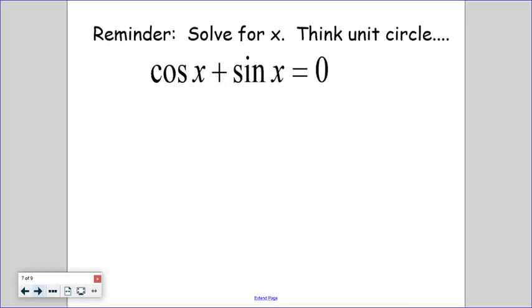Do we have another hint? X is an angle. X is an angle. I like that. Here's a good hint over here. We have a good idea. It has to be in quadrant 2 or 4. Maybe discuss that.